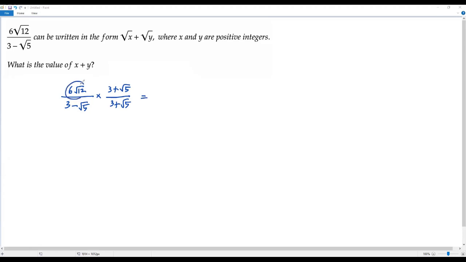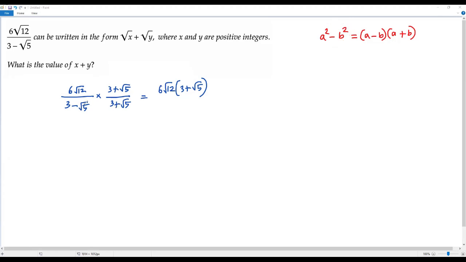Okay, then let's multiply this one and this one. That is, we can write them together: 6 times square root of 12 times 3 plus square root of 5. Now let me consider an algebraic identity, the difference of two squares. a square minus b square equals, in factor form, a minus b times a plus b. Whenever we multiply two binomials in this form, it can be written as the difference of two squares as we have on the left side.